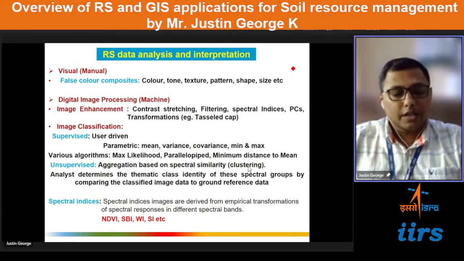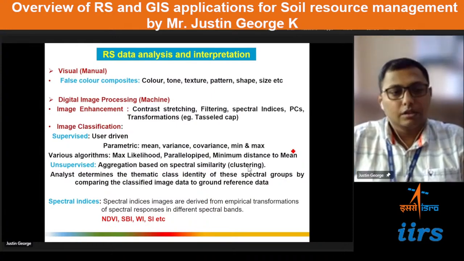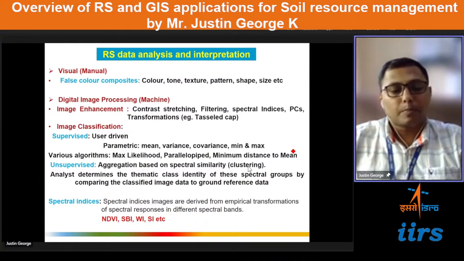Coming to the image classification, there are two different ways. The supervised classification, where the user will be determining the majority of the parameters, and the unsupervised, which is basically a clustering or aggregation mainly based on spectral similarity. And these are the different algorithms widely used in case of normal multispectral data for supervised as well as unsupervised classifications. Apart from this, the generation of spectral indices also forms a very important aspect in the use of remote sensing and GIS for land degradation studies.